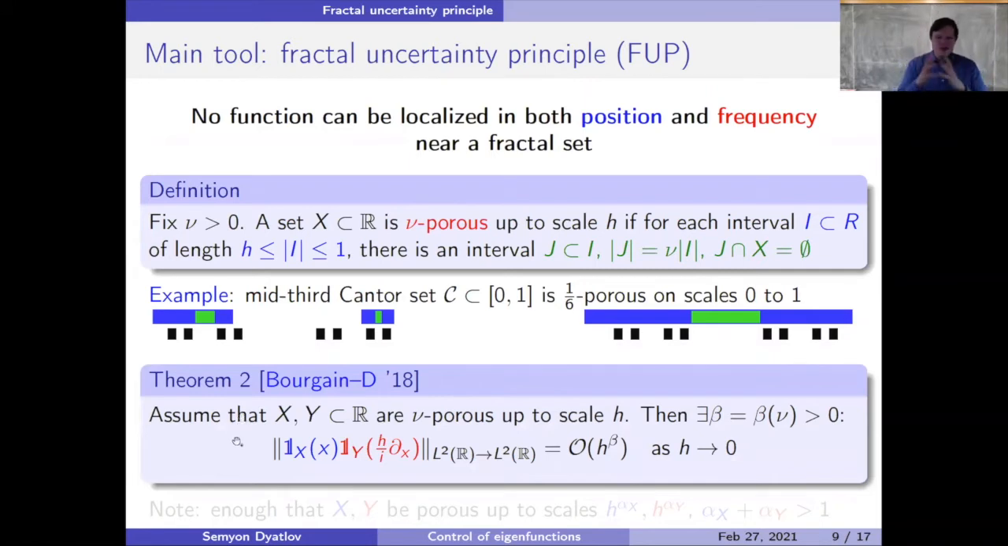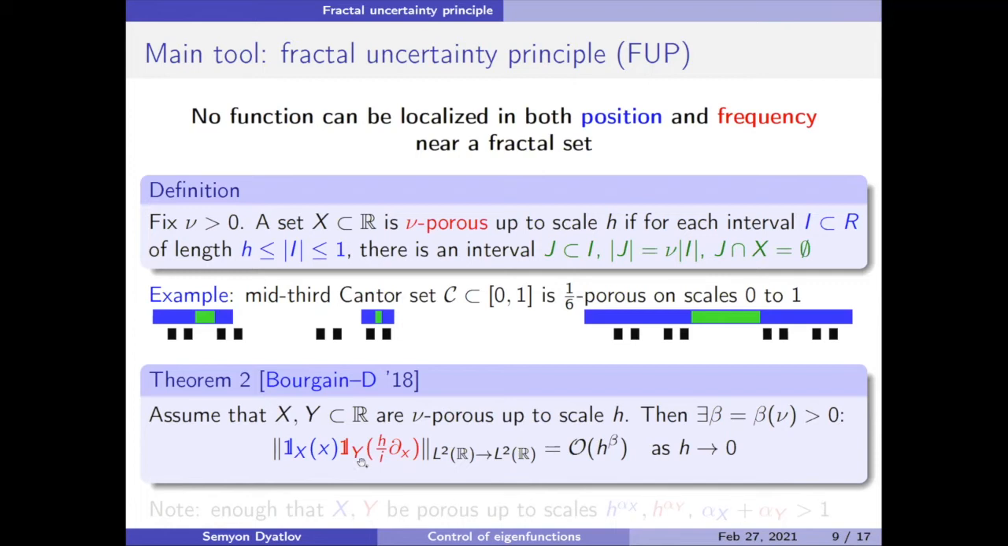Well, I can state it in this quasi-microlocal way. Assume that you're given two sets which are porous up to scale h with some constant nu. Then I'll study the L2 to L2 norm of the product of two localizing operators. The blue one localizes you to the set X in position, and the red one localizes you to the set Y in semiclassical frequency. So this is the indicator of Y applied to hD_x. This is a Fourier multiplier, but you rescaled it in frequency. So somehow you're localizing to high frequencies. Each of these operators, of course, has L2 to L2 norm equal to 1, unless one of X and Y is empty.